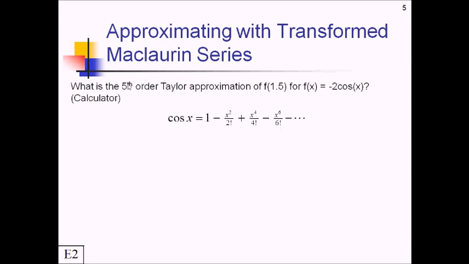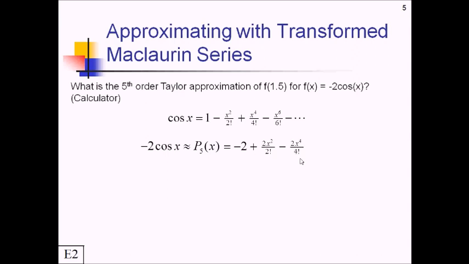But they're asking for the 5th order, so we're not going to go out any further than this. Now, for negative 2 cosine of x, that's approximately going to be equal to the 5th order polynomial for this thing. So I'm basically just going to take all of these things and multiply them by negative 2. So this 1 becomes a negative 2.